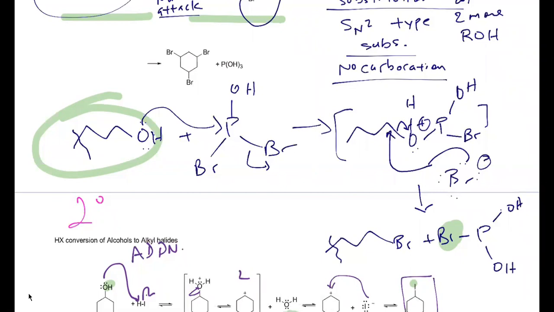And again, it's an SN2 type substitution. And this is still halides to alcohols? Other way around. Alcohols to halides. Remember I said we were going to do 3 methods. So we did HX, and this is the second method, PBr3.